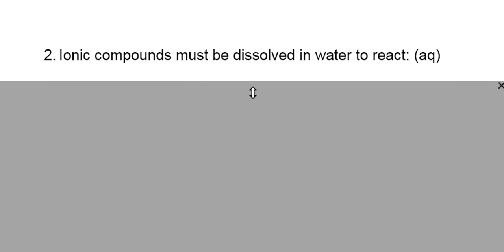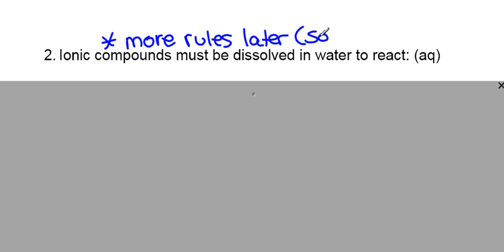Next thing to look out for, ionic compounds. They often need to be dissolved in water to do their reaction. There's a lot of rules with these ones. So you'll see more rules and ways to figure this out later. This is when we talk about something called solubility. And we'll see this when we get to double displacement reactions.